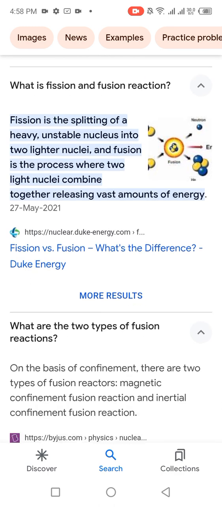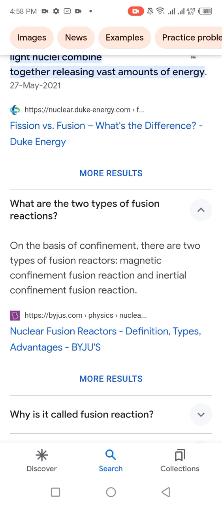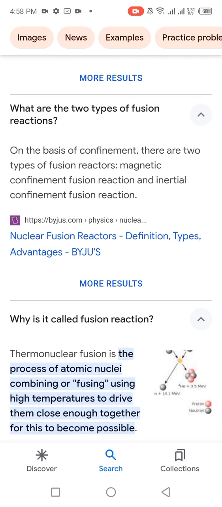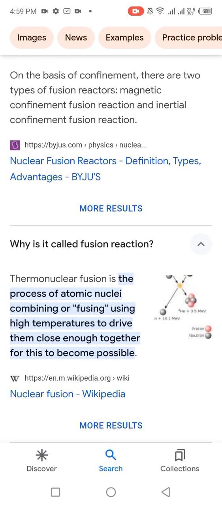What are the two types of fusion reaction? On the basis of confinement, there are two types of fusion reactors: magnetic confinement fusion reaction and inertial confinement fusion reaction. Thermonuclear fusion is the process of atomic nuclei combining or fusing using high temperatures to drive them close enough together for this to become possible.